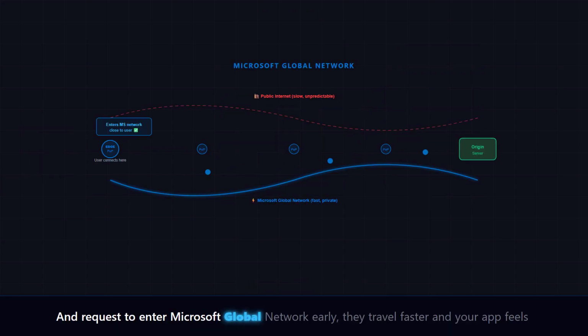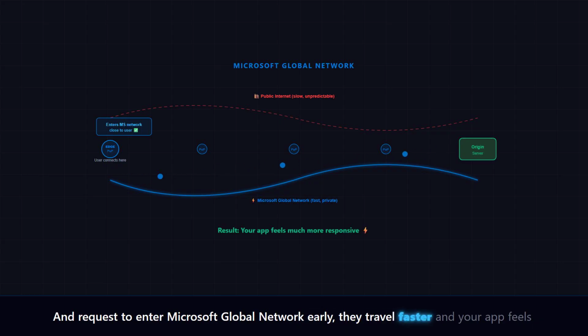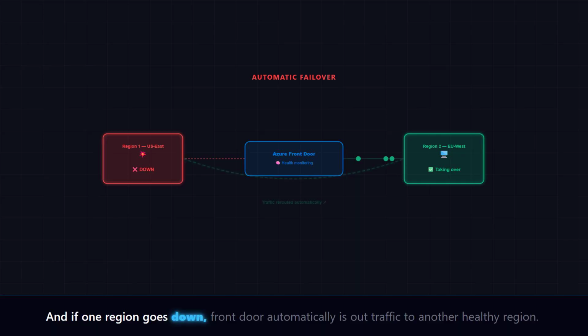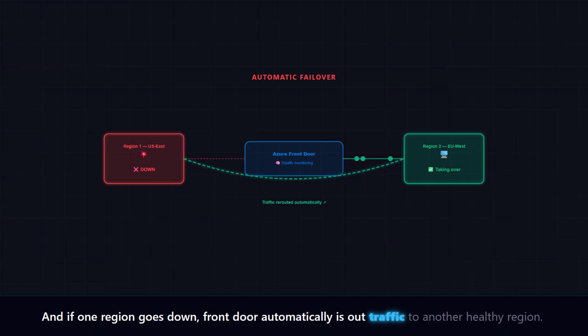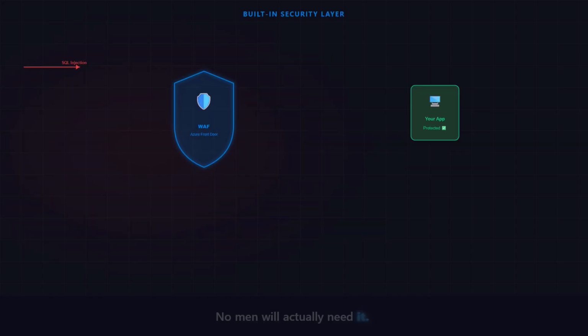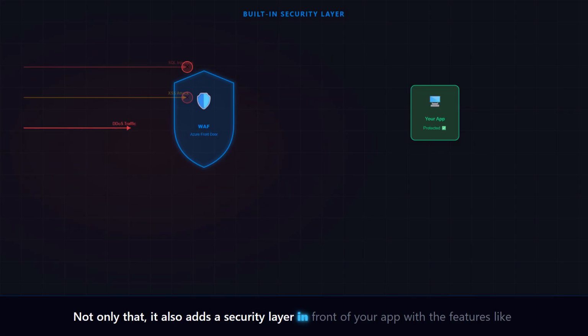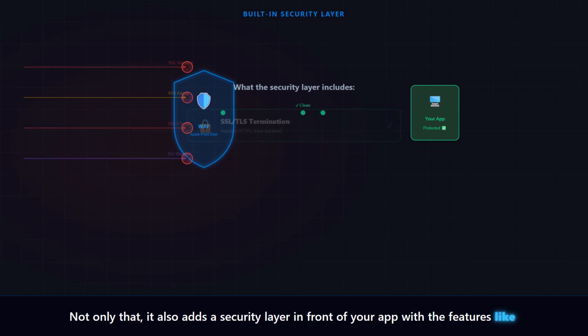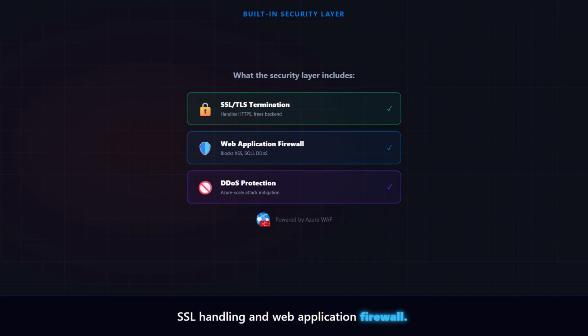And requests enter the Microsoft Global Network early, they travel faster, and your app feels much more responsive. And if one region goes down, Front Door automatically routes traffic to another healthy region. No manual action needed. Not only that, it also adds a security layer in front of your app with features like SSL handling and web application firewall.